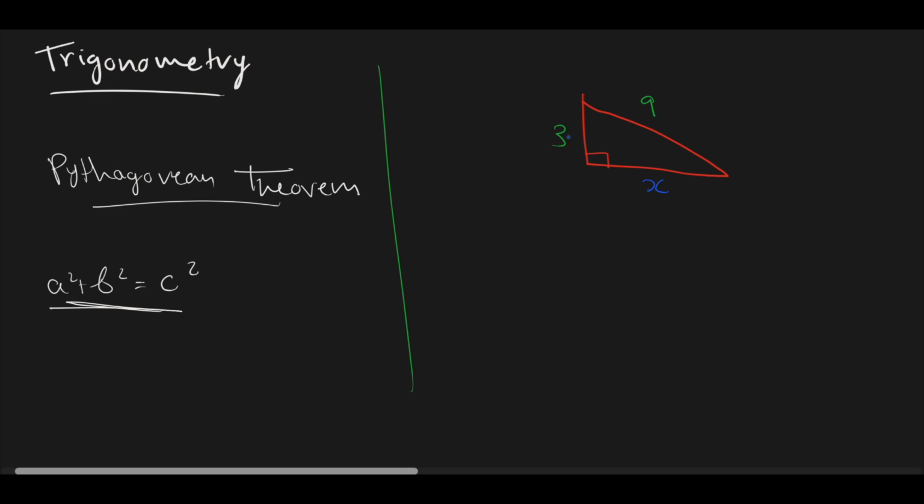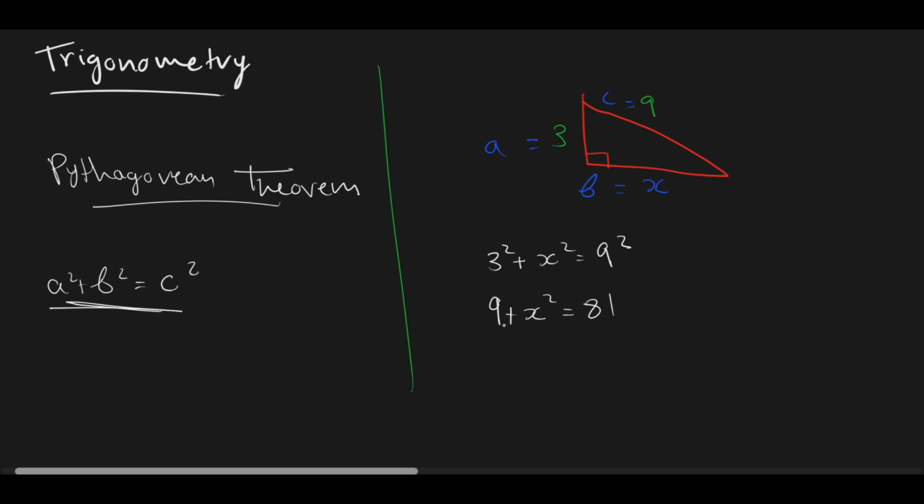But let's write it. We can consider this as A, this as B, and this as C. So let's write the equation. A squared, so 3 squared, plus B squared, which is X squared, is equal to C squared, which is 9 squared. Let's simplify it right here. We can write it as 9 plus X squared is equal to 81, right?